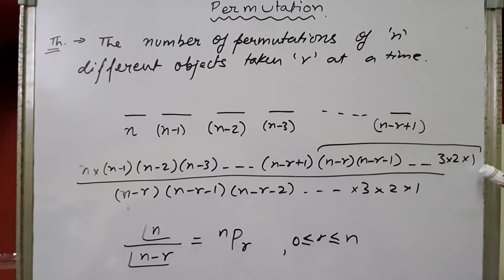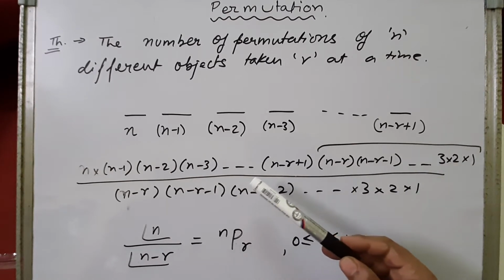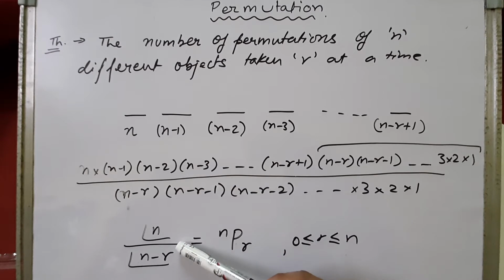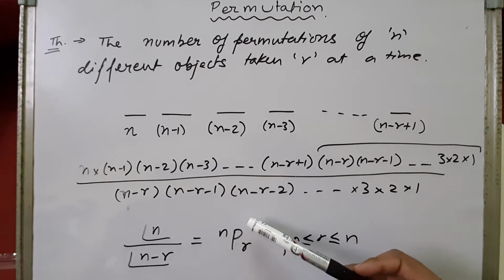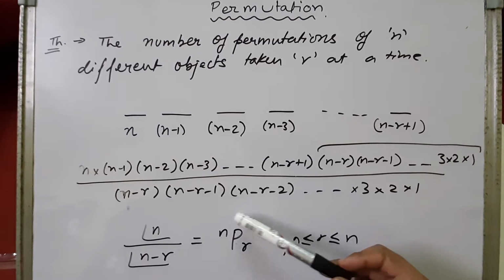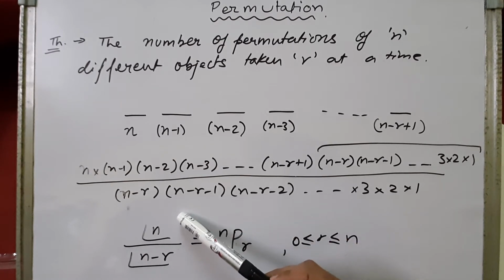Now you can see in the numerator, n up to 1, the product of n natural numbers, so this is the value of factorial n. And in the denominator you can see the product of n minus r natural numbers: 1 into 2 into 3 into 4 up to n minus r minus 2, n minus r minus 1, into n minus r.